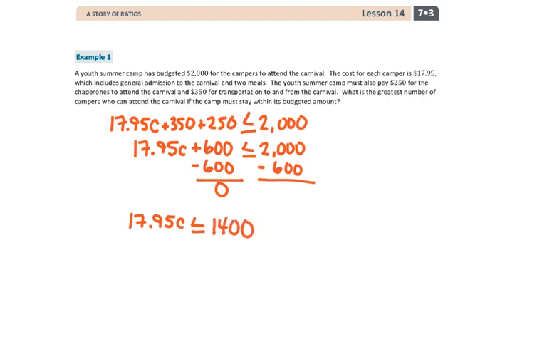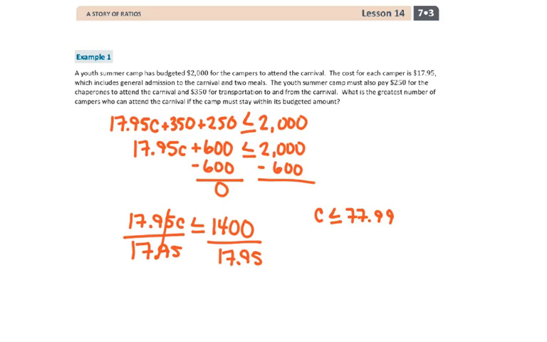Now I see that $17.95 is being multiplied by C. So I'm going to do the opposite of multiplication, and I'm going to divide both sides of my inequality by $17.95. So that means that I can have less than or equal to 1,400 divided by $17.95, which is 77.99. So I can have less than or equal to 77.99 campers.